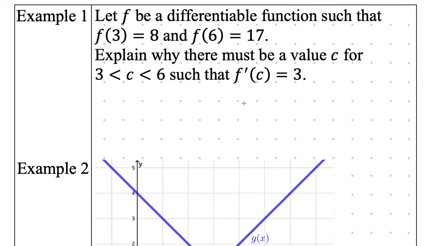Someone explain, why have we unlocked IVT? What did IVT need again? Intermediate value theorem? Continuous. But if it's differentiable, which it says it is here, it can't be discontinuous, so therefore it has to be continuous. You cannot have holes, gaps, ends, or VAs if it's differentiable, right?